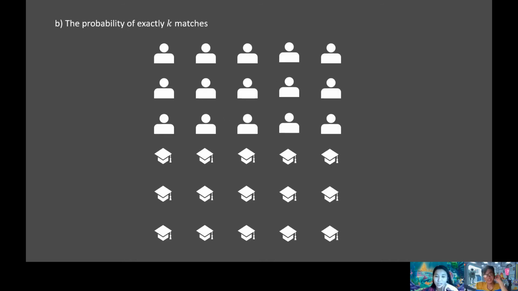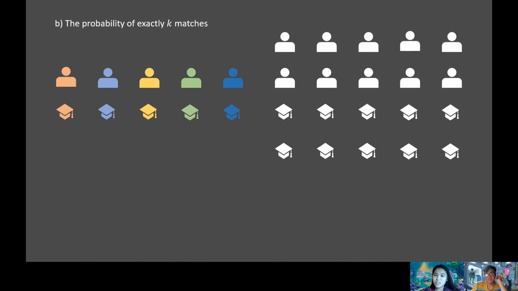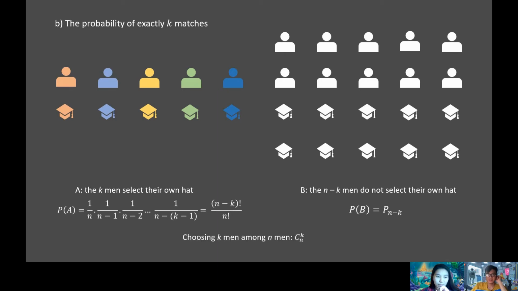Okay, let's move on to the next question: calculating the probability of exactly k matches. So for this one, if you think about it, there are actually two independent events. The first one is that the k men select their own hat, and the second one is that the rest of them, the n minus k men, do not select their own hat.